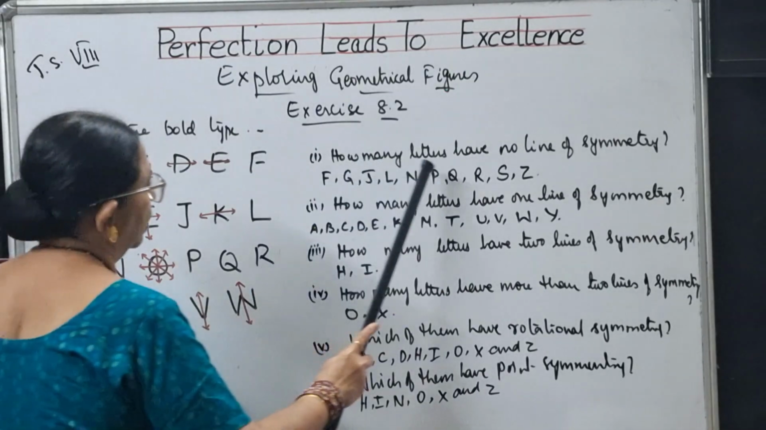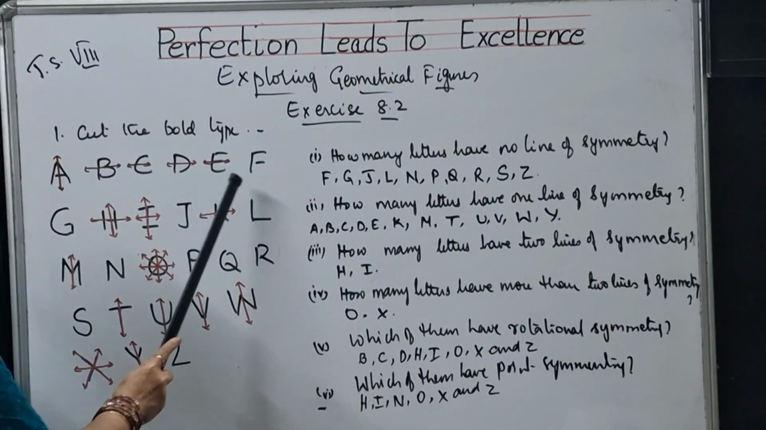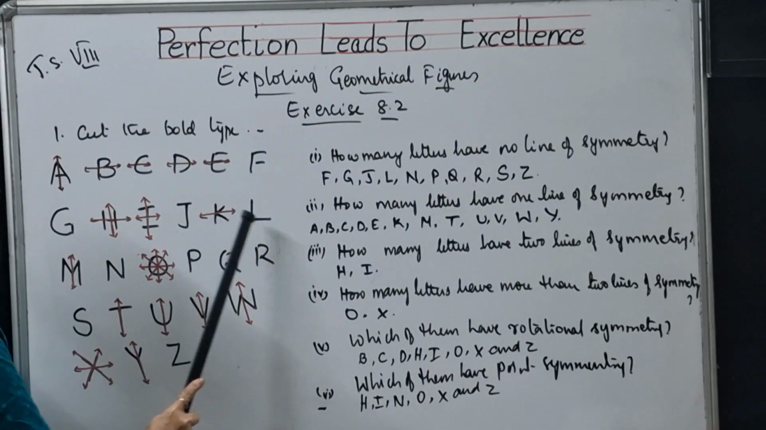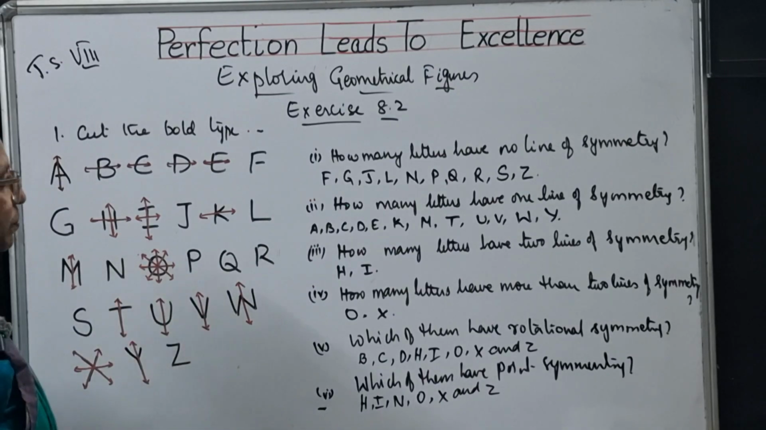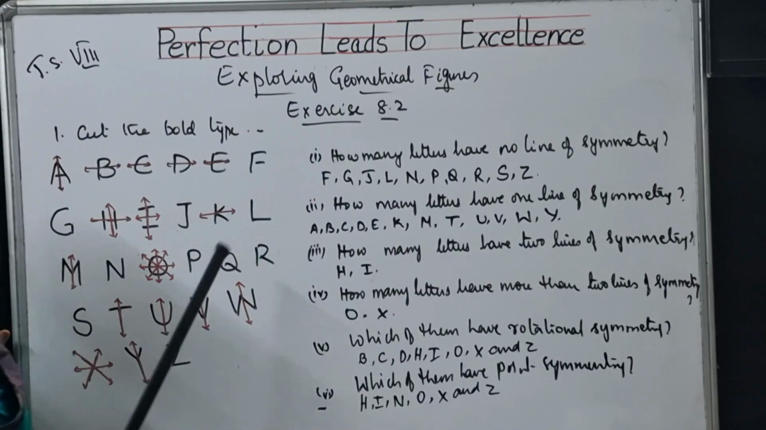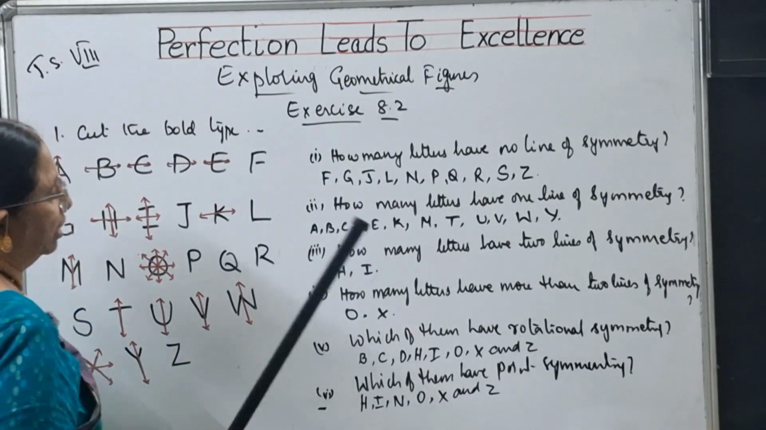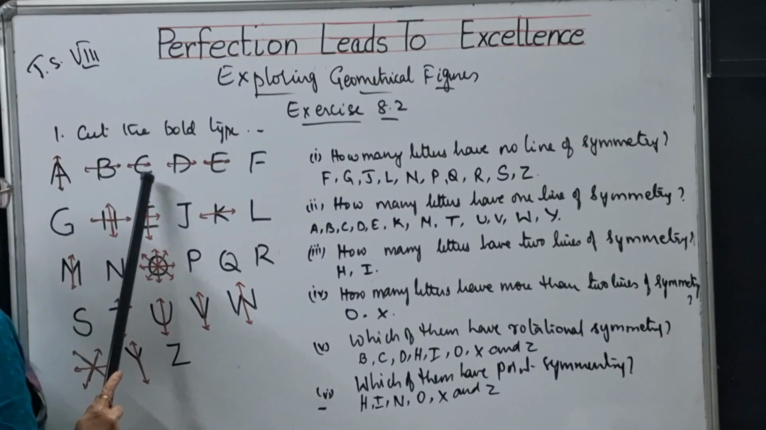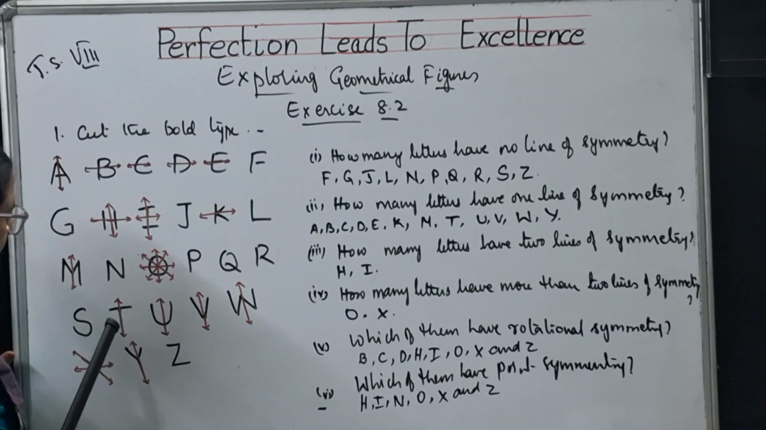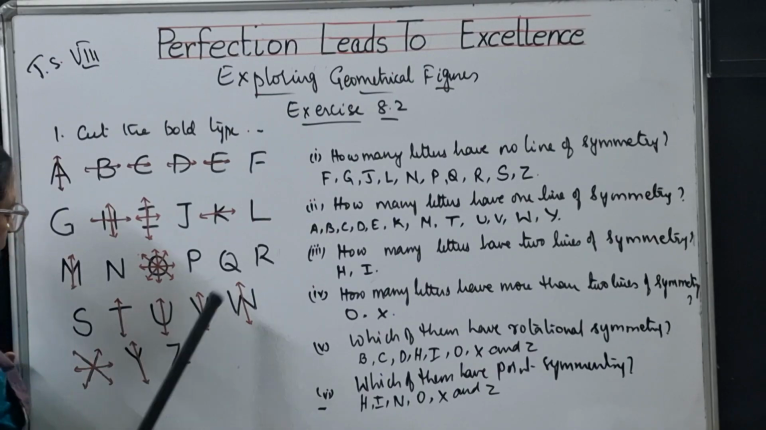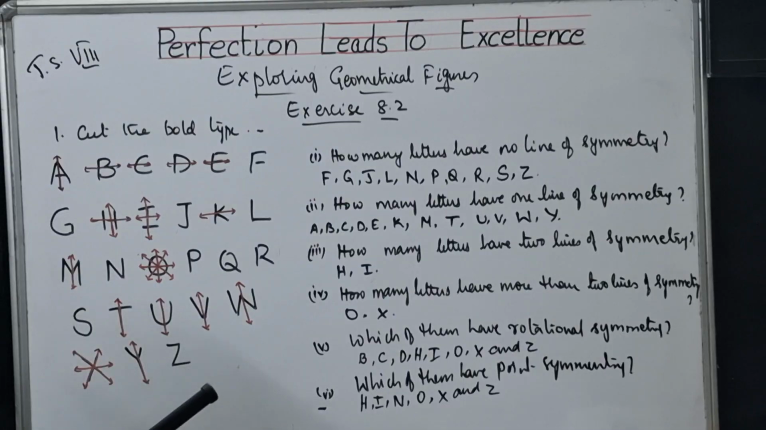The first question is how many letters have no line of symmetry? What are they? See F, G, J, L, N, P, Q, R, S, Z. These are all the letters which don't have any line of symmetry. And how many letters have one line of symmetry? Say A, B, C, D, E, K, M, T, U, V, W, Y. These are the ones which have got single line of symmetry.